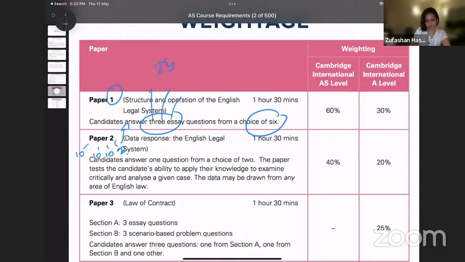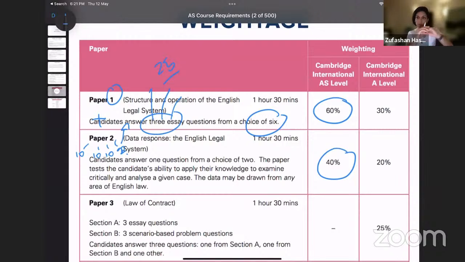So making it a total of 75 marks for P1, 50 marks for P2, and P1 holds the highest weightage for you in your AS exam, that is 60% of your grade as opposed to 40% in your P2, right? So just looking at this, remember that combining P1 and P2 together, you will get about 4 essays to solve, 3 in P1 and 1 in P2.